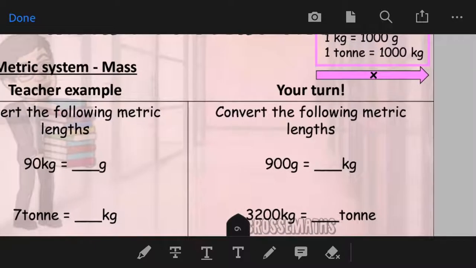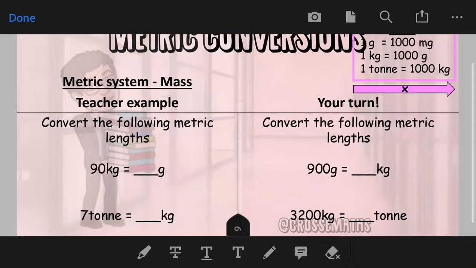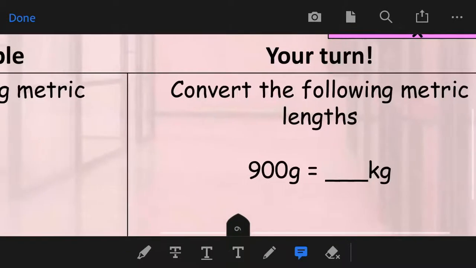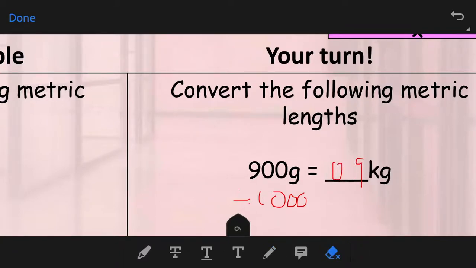Right guys, if you finish that, going from grams to kilograms, okay, 900 grams is something kilograms. Go from grams to kilograms, we're going back the other way. So this time we're going to be dividing by 1,000. So I'm going to divide 900 by 1,000. 900 divided by 1,000 gives me 0.9 kilos. Copy that down.